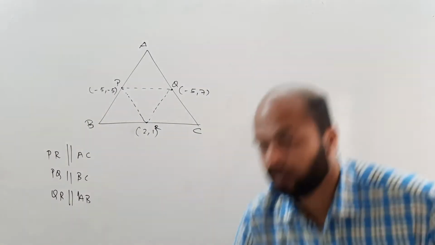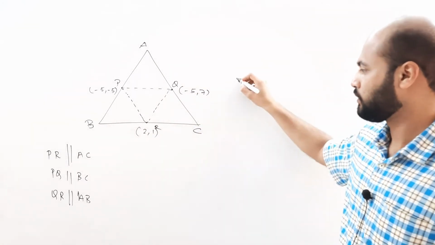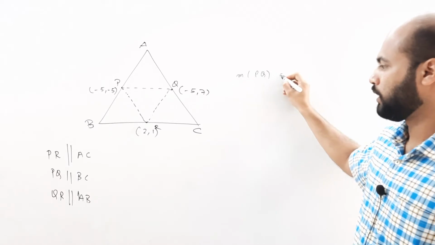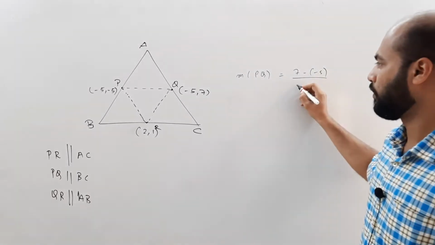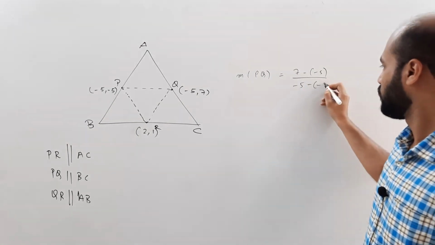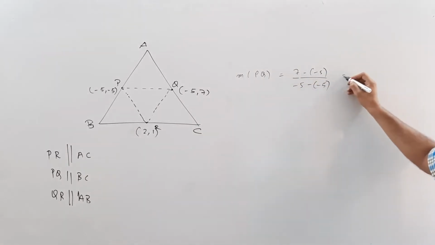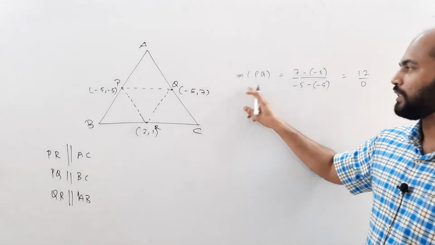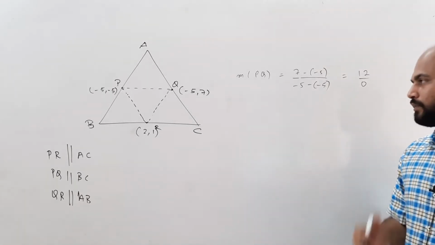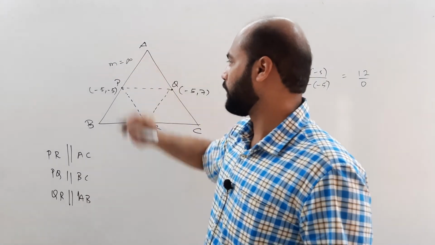Sorry. So let's do that. The slope of the first line, we can write the slope of PQ is going to be 7 minus of minus 5 divided by minus 5 minus of minus 5. So 7 plus 5, 12 by 0, which means that this is a line which is parallel to the y-axis. So the slope of this is infinity.